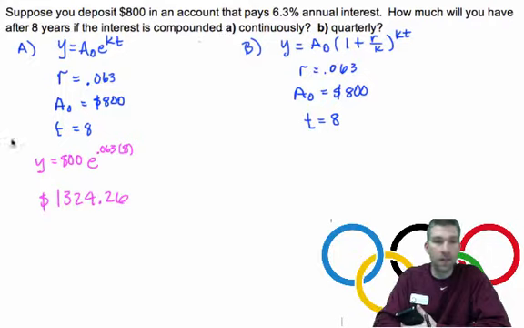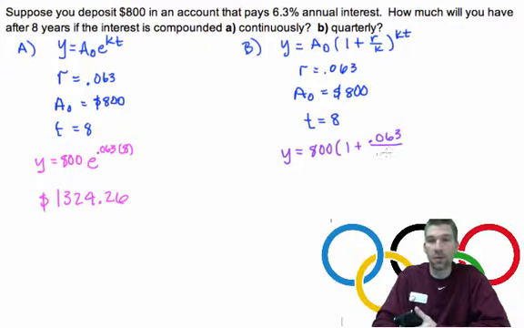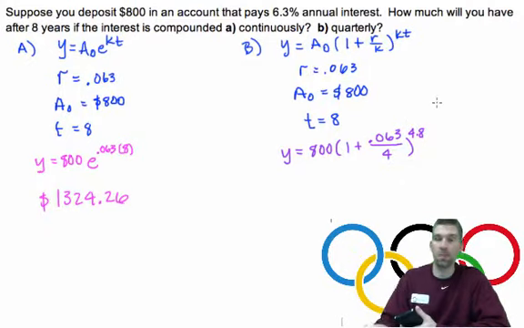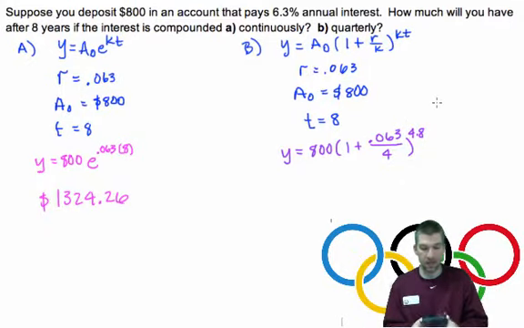Okay. On the next one, we'll solve it in purple. What we're going to do is say that y equals 800 times 1 plus the interest rate 0.063 divided by k. That's the number of times that we're going to compound interest, which is 4 times a year. And then we're going to raise this to the 4 times 8 power. So I'm going to punch that in, and we should get a number that's similar, but not the same. It should be a little bit different.